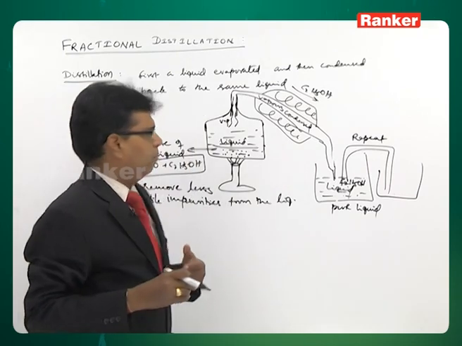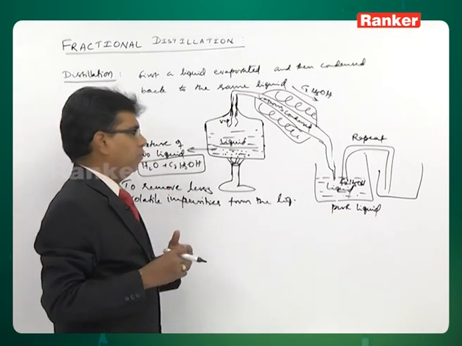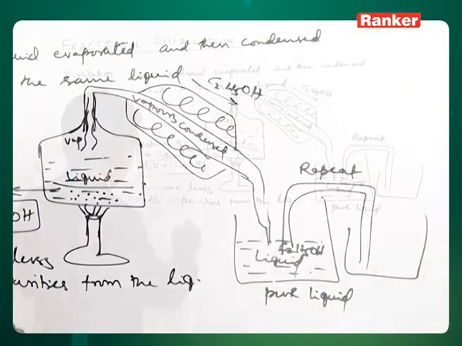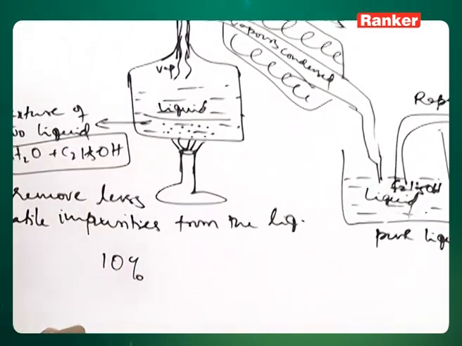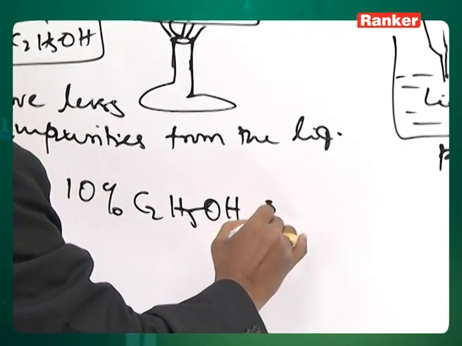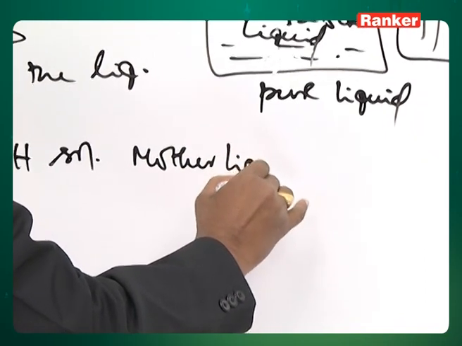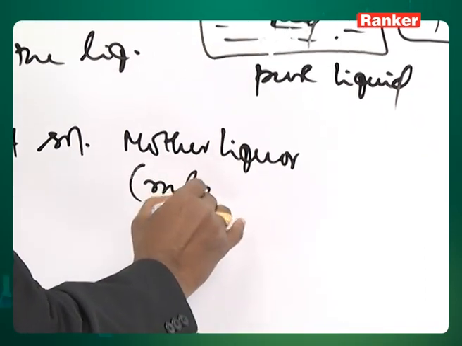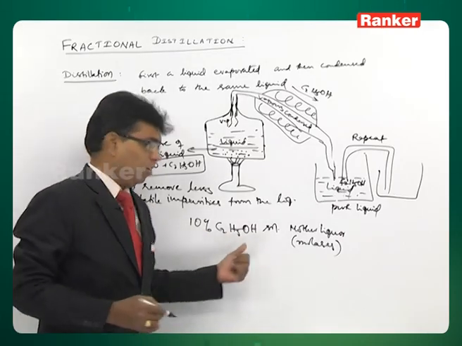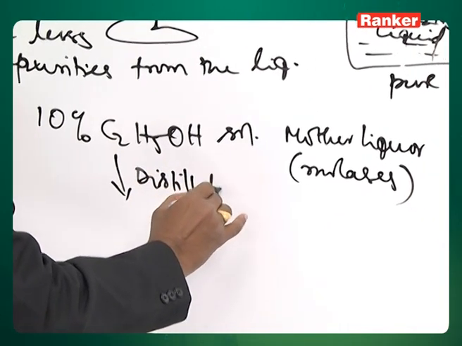Here let me tell you one thing, you must be well aware of the manufacture of ethyl alcohol from molasses. In the sugar industry we get molasses, which is 10% ethyl alcohol. A 10% ethyl alcohol solution is present in the mother liquor in the sugar industry. This is what we call molasses. This mother liquor, which is 10% ethyl alcohol, is subjected to distillation. This is distillation 1.